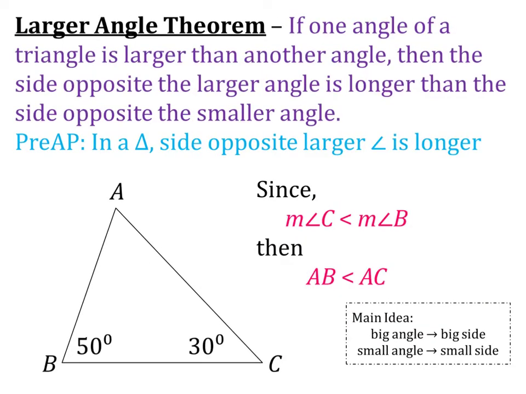We also have the larger angle theorem. This states that if one angle of a triangle is larger than another angle, then the side opposite the larger angle is longer than the side opposite the smaller angle. So what that means is, like in our picture, angle C is 30 and angle B is 50 degrees. So that means angle C is smaller than angle B. Well, the side opposite angle C, AB, is also going to be smaller than the side opposite angle B, AC. So AB is less than AC. So the main idea of this is big angle, big side, small angle, small side.